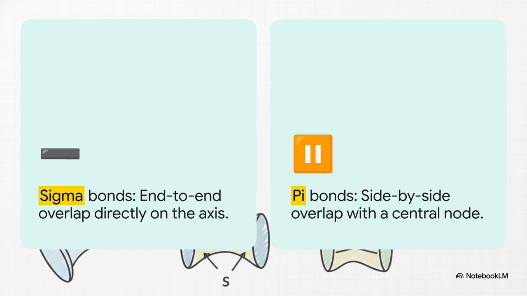First up are sigma bonds. Think of these as a direct end-to-end overlap, where the electron density is highly concentrated directly on the internuclear axis. That's just a straight imaginary line connecting the two atomic nuclei. These guys are strong, they're direct, and they form the core backbone of molecular structures. Then we have pi bonds. These occur from a side-by-side overlap of orbitals. The electron density here isn't on the axis at all. It's actually concentrated in regions on opposite sides of that central axis, with a node, an area of absolutely zero electron probability, right smack in the middle.